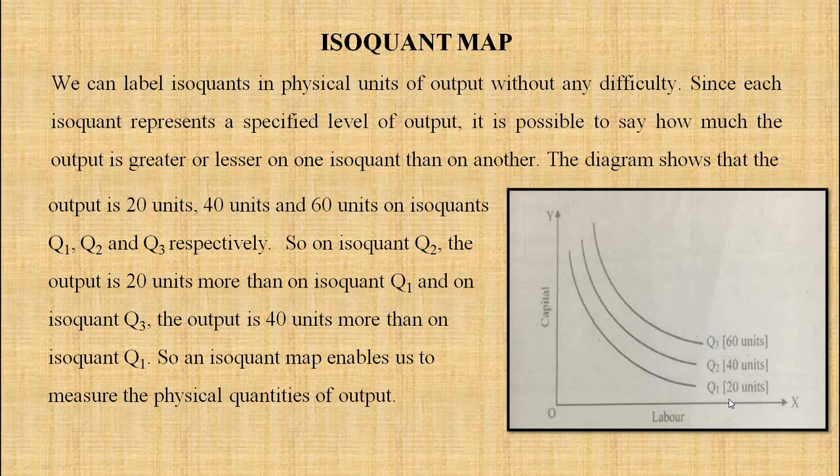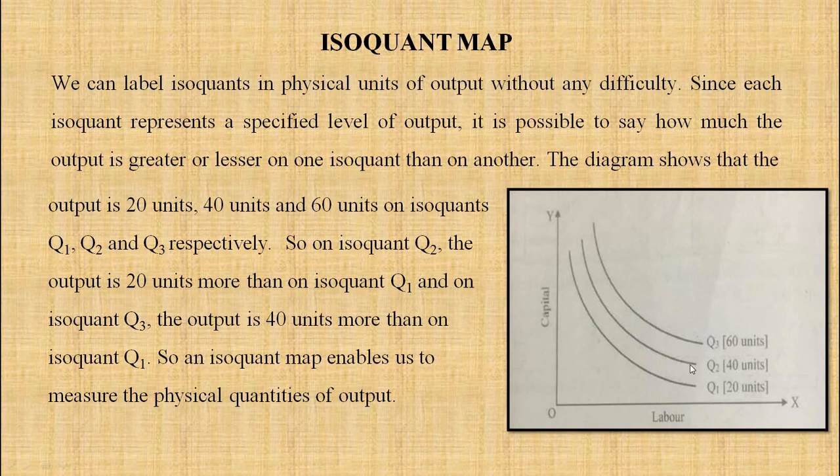Isoquant map. We can label isoquants in physical units of output without any difficulty. Since each isoquant represents a specified level of output, it is possible to say how much the output is greater or lesser on one isoquant than another. Look at the diagram. The diagram shows the output of 20 units, 40 units and 60 units on isoquants Q1, Q2, Q3 respectively.